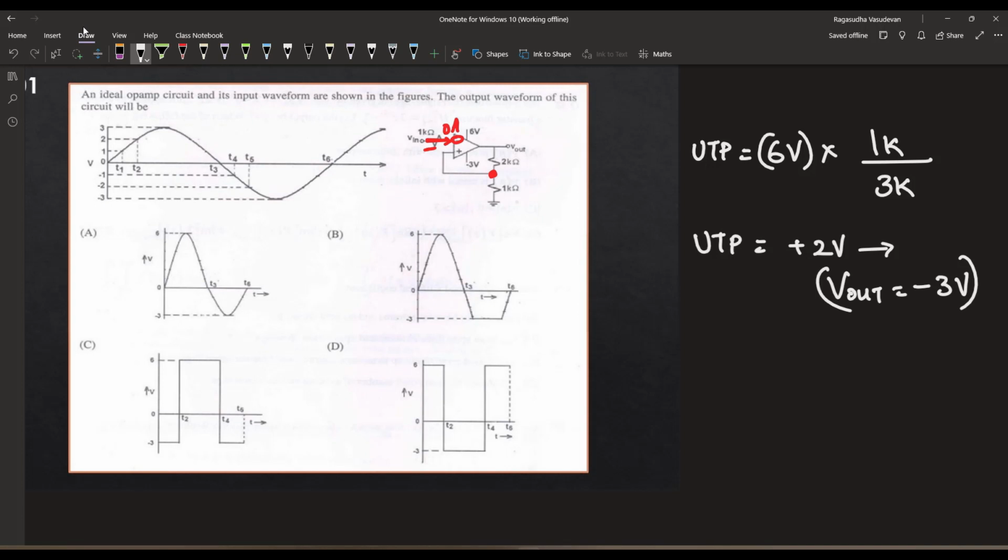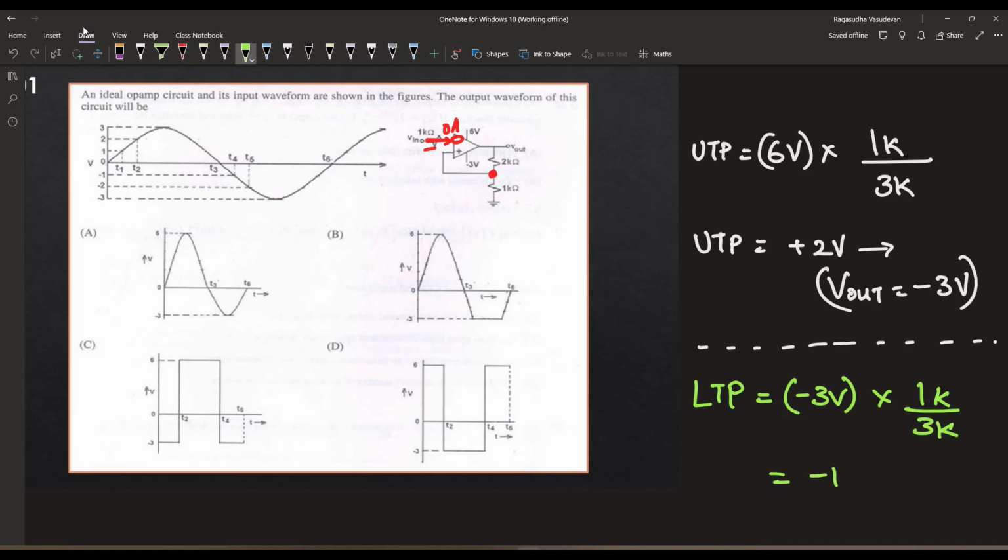Let us calculate the lower threshold. The lower threshold point of this circuit will be minus 3 volt into 1 kilo ohm by 3 kilo ohm, which is minus 1 volt. The meaning is, when the input goes below this lower threshold point of minus 1 volt, the output will switch to plus VCC, or plus 6 volt in this case. Let us apply these calculations to each of these four options and see which one holds good.